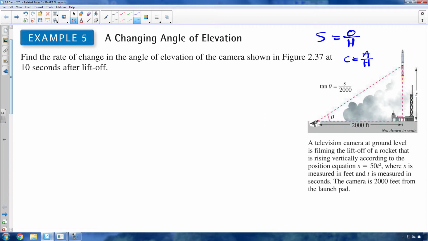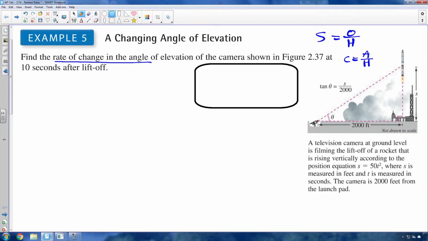It says find the rate of change of the angle. So right away, we know that if we're going to make a box here, d theta dt is what we're looking for. Find d theta dt, the rate of change of the angle, when t is equal to 10 seconds.